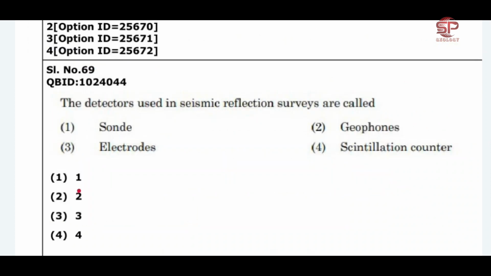Which detectors are used in seismic reflection survey? In the seismic method, we always use geophones. Geophones are used to detect the seismic waves. Sonde is a type of radio transmitter that is used to determine non-metallic deposition. Scintillation counter is for radioactive rays. Electrode is a simple electrode, used for electrical methods. So the answer will be geophone.